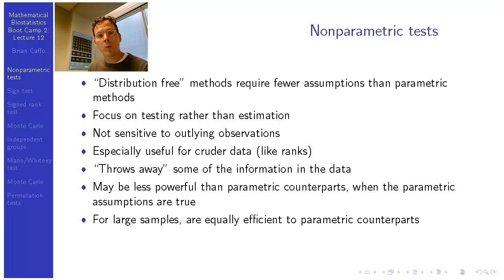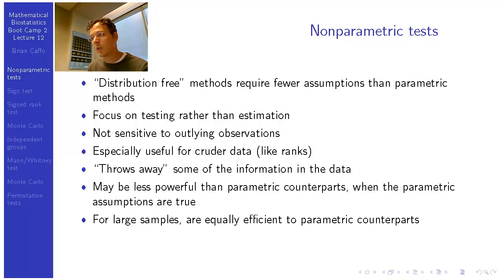They're not uniformly wonderful because they do throw out some information, which is their problem. And because of that, they may wind up being less powerful than their parametric counterparts when the parametric assumptions are true, of course. And then, for larger sample sizes, they become about as efficient as their parametric counterparts, so they are pretty good tests.